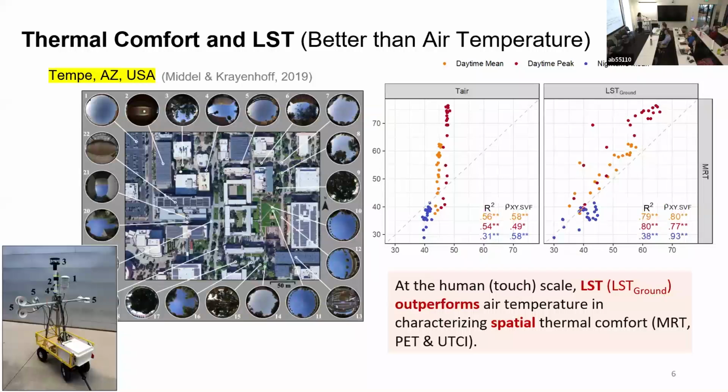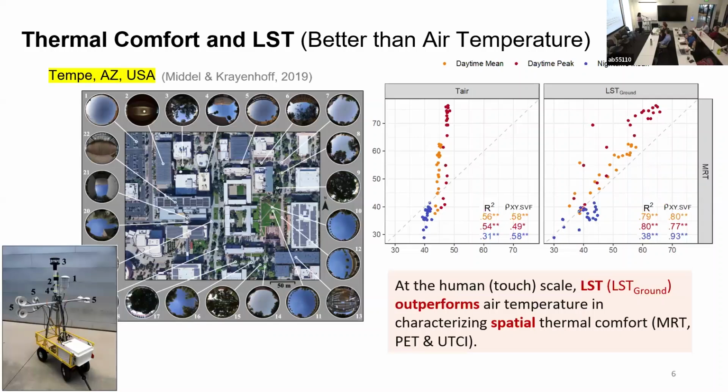Satellite data is wonderful, and there are observational studies at the ground level that support our use of land surface temperature. This is a study from a group at ASU using MARTI stations. I analyzed their dataset and plotted the air temperature they measured against the mean radiant temperature, which is a critical component contributing to thermal comfort. The left scatter plot is for air temperature and the right side is for the ground LST. You can see LST performs dramatically better in predicting the spatial radiant load on pedestrians.